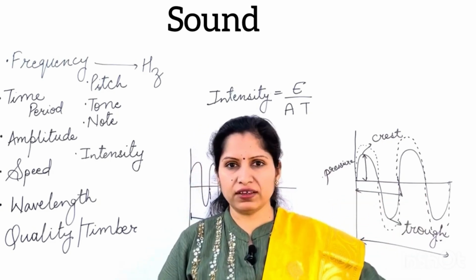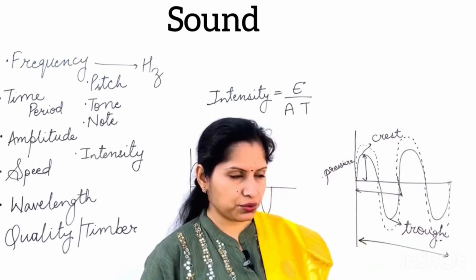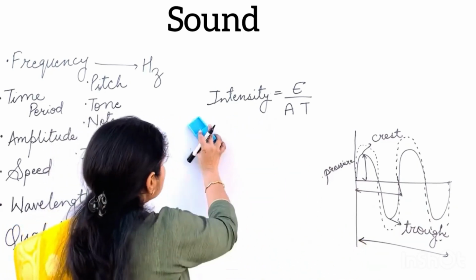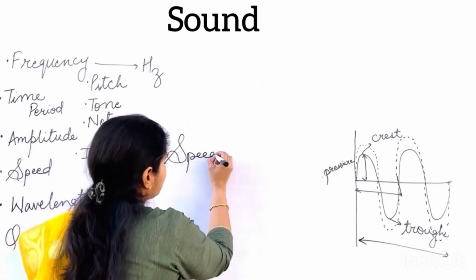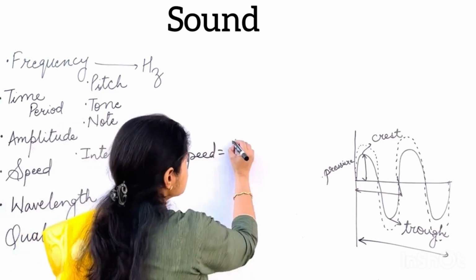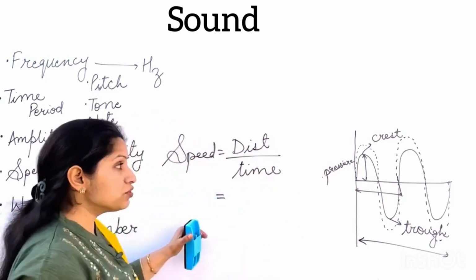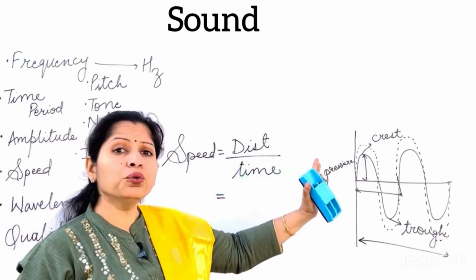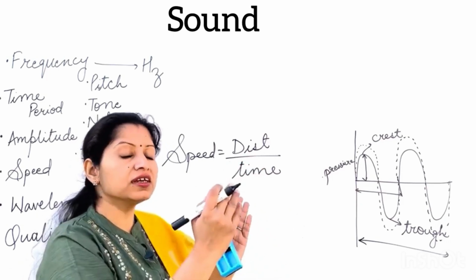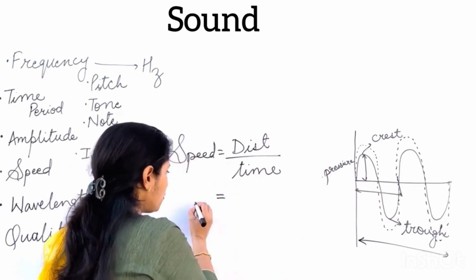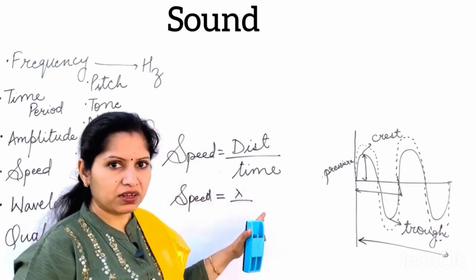Now, when the sound wave is traveling, the distance covered by the sound wave per unit time is known as its speed. You always know the formula of speed: whenever we talk about speed in general, speed is distance upon time. So when we talk about a sound wave, what is this distance? This is the wavelength, the distance covered between one consecutive compression and rarefaction. So the speed of sound could be given by wavelength divided by time.